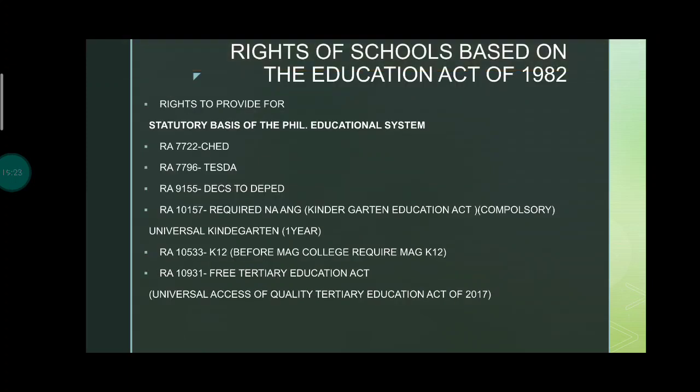Rights of school based on the Education Act of 1982, right to provide for statutory basis of the Philippine educational system. RA 7722 CHED, RA 7796 TESDA, RA 9155 DepEd, RA 10157 Kindergarten Education Act, compulsory universal kindergarten 1 year. RA 10533 K-12. RA 10931 Free Tertiary Education Act, Universal Access to Quality Tertiary Education Act of 2017.